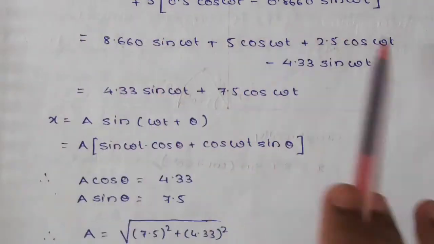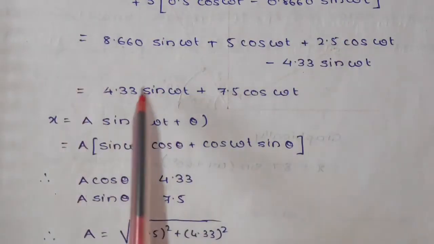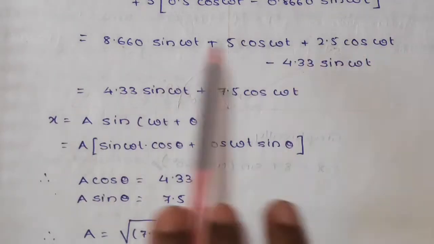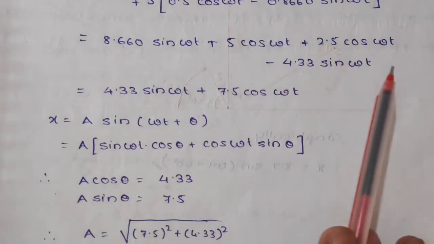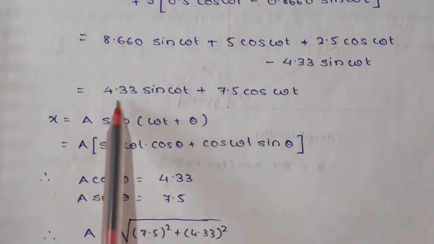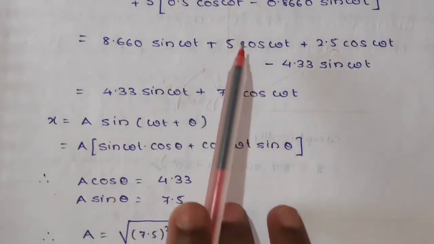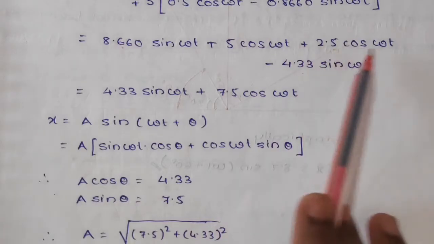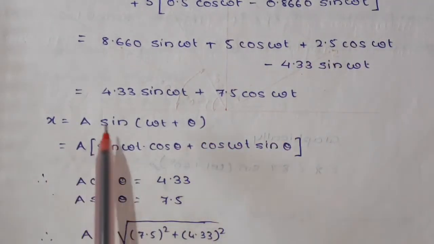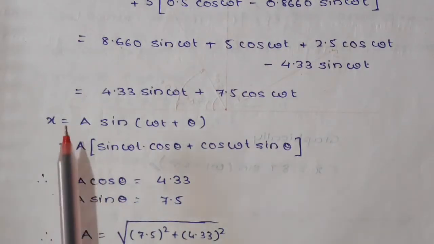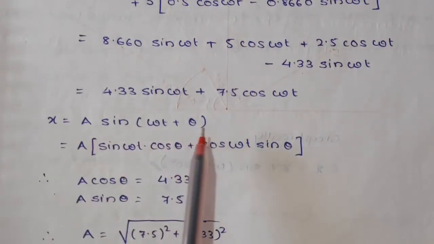Once we simplify this, we add the sine terms: 8.660 sine omega t minus 4.33 sine omega t gives 4.33 sine omega t. Then 5 cos omega t plus 2.5 cos omega t gives 7.5 cos omega t. Now we will take the second equation, that is x is equal to a sine (omega t plus theta).